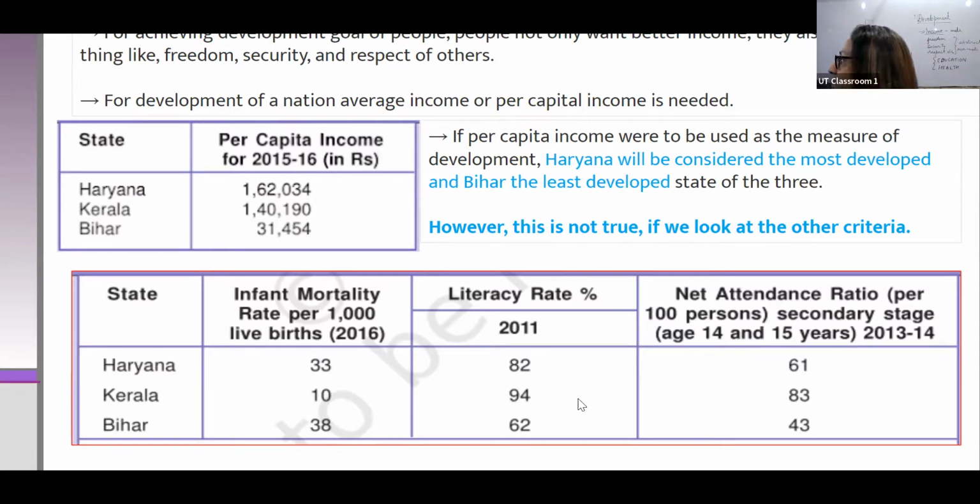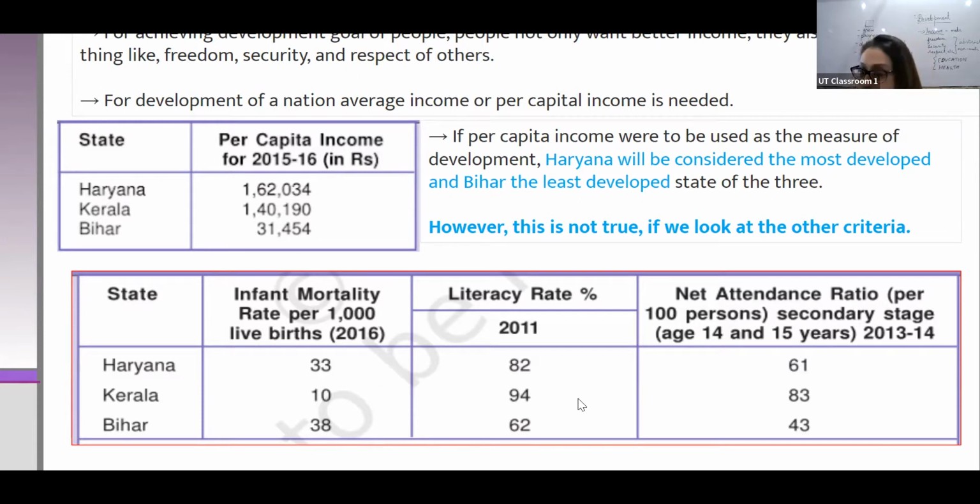So now here we take these three states into consideration: Haryana, Kerala, and Bihar. In Haryana, what is the per capita income? It is 1,62,034. Kerala it is 1,40,190. Bihar it is 31,454. So if you were only to see this income criterion, which one would be the most developed and which one would be the least? Haryana would be the most developed, then Kerala, and then Bihar, right?